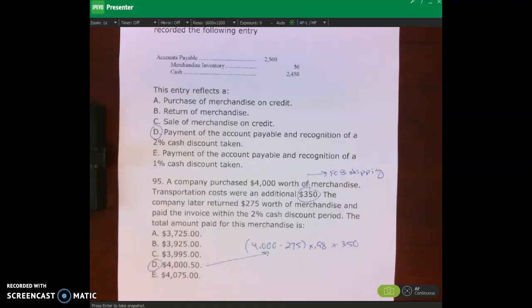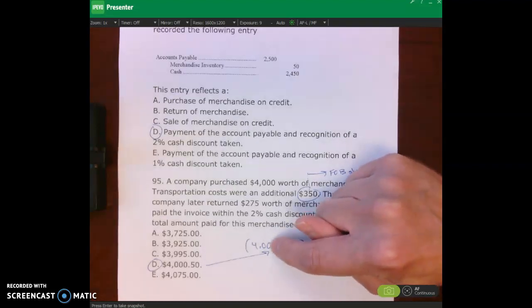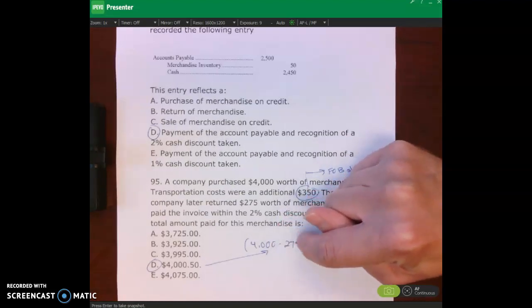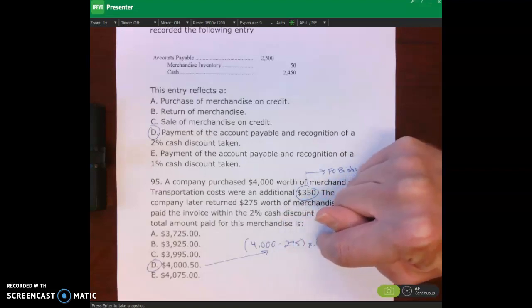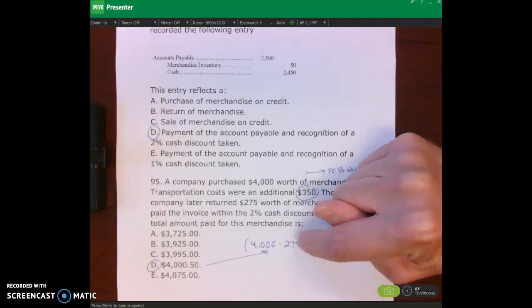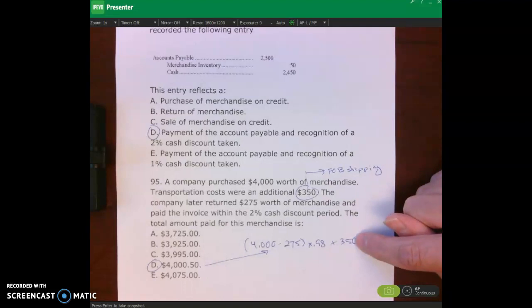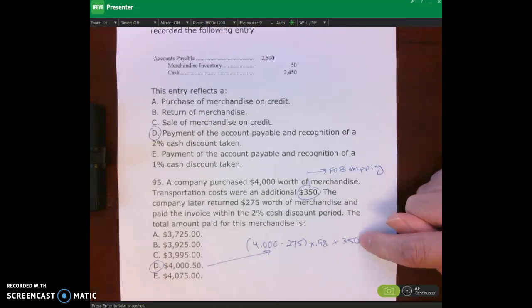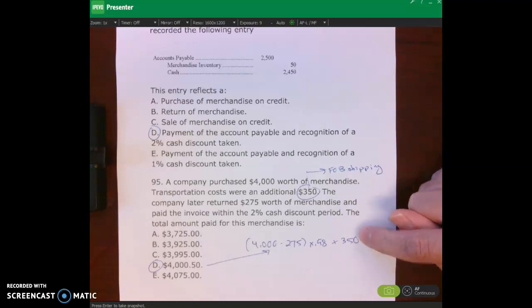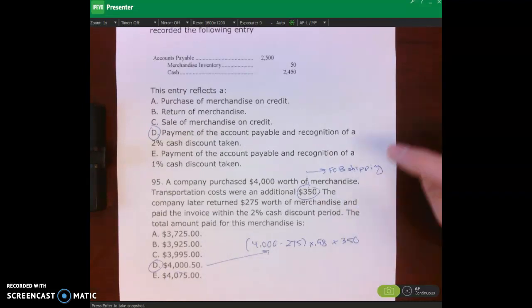So your outstanding accounts payable that you still have to pay is 4,000 minus 275, and you can take that 2% discount, which means you pay 98% of that, 2% off, based on that. And then you add the $350, which is your transportation costs, your shipping costs. You have to add that in separately. And that's how you get to D right there.